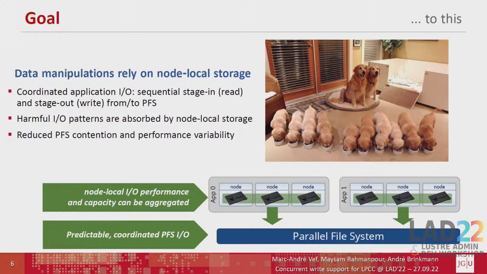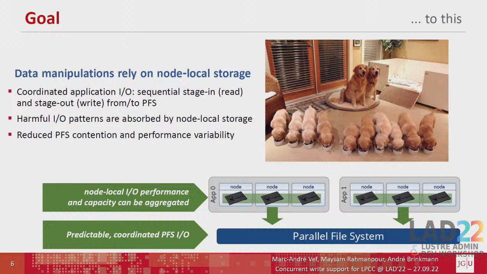So if we have a lot of random I/O and a lot of file creations, these can be absorbed by the node local storage, and therefore we have reduced parallel file system contention and reduced variability. At the same time, applications that actually need to use the parallel file system for whatever reason also benefit from that, because some of the load is taken away from it.